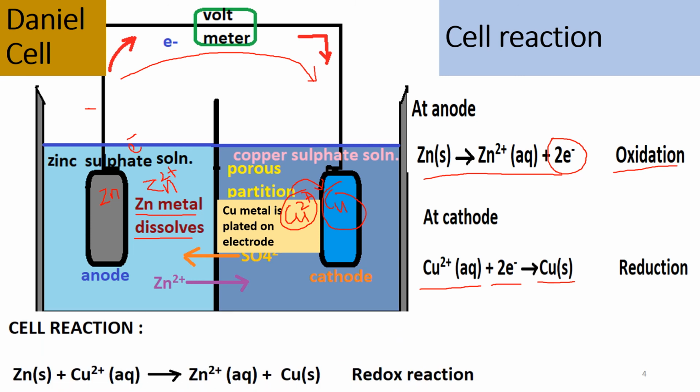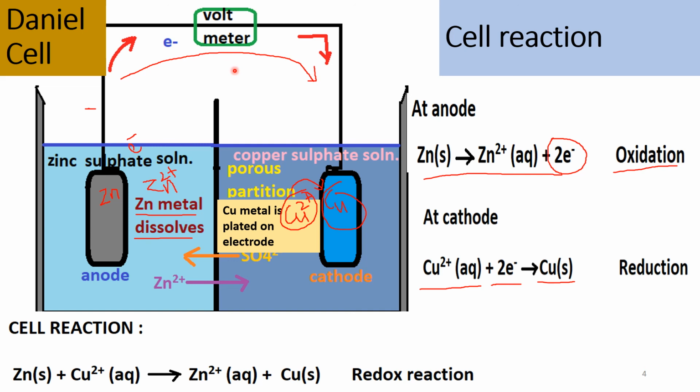So the net cell reaction is like that. Zinc solid reacts with Cu2+ to give Zn2+. That means zinc dissolves, and Cu2+ is deposited or plated on the electrode as solid copper. This is a redox reaction. By this redox reaction, the current flows, which is measured by an ammeter or voltmeter.